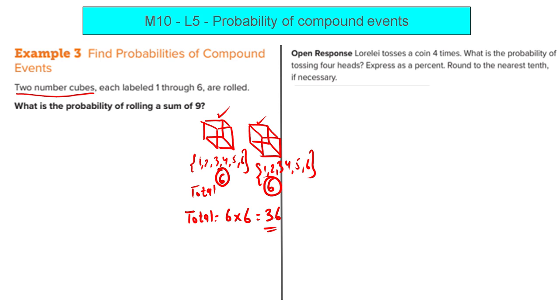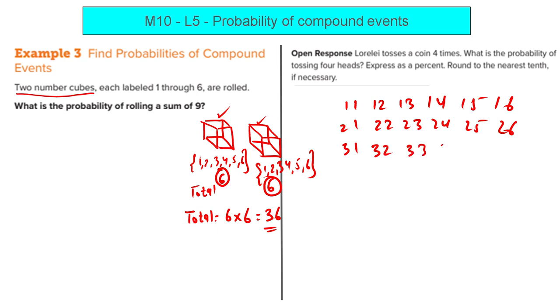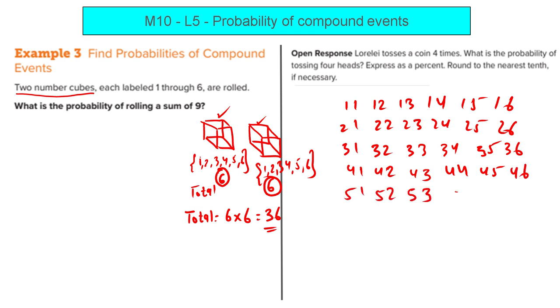Now I will just show you the outcomes quickly. See, I can get 1,1; 1,2; 1,3; 1,4; 1,5; 1,6, right? I can get 2,1; 2,2; 2,3; 2,4; 2,5; 2,6. Yes, I can get 3,1; 3,2; 3,3; 3,4; 3,5; 3,6. 4,1; 4,2; 4,3; 4,4; 4,5; 4,6, and 5,1; 5,2; 5,3; 5,4; 5,5; 5,6, and 6,1; 6,2; 6,3; 6,4; 6,5; 6,6.